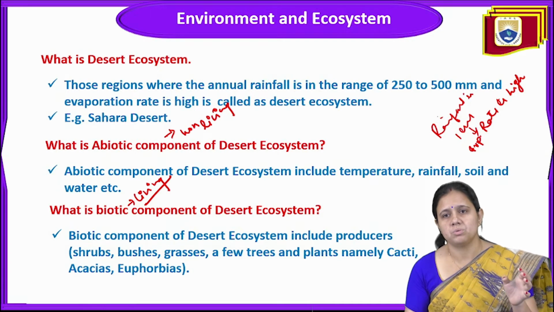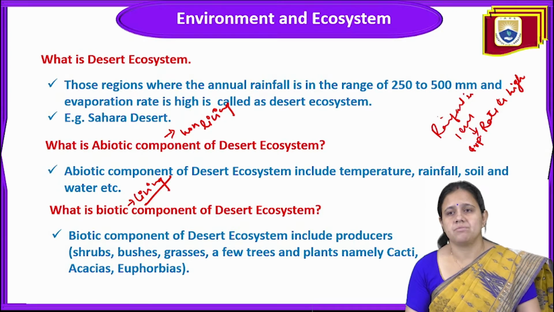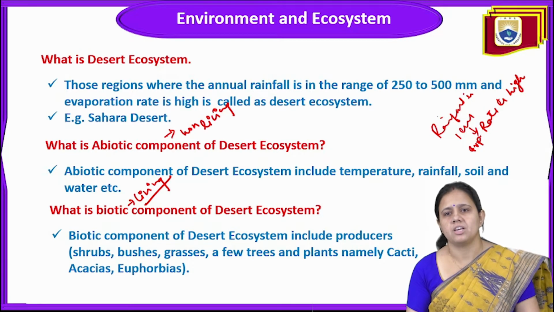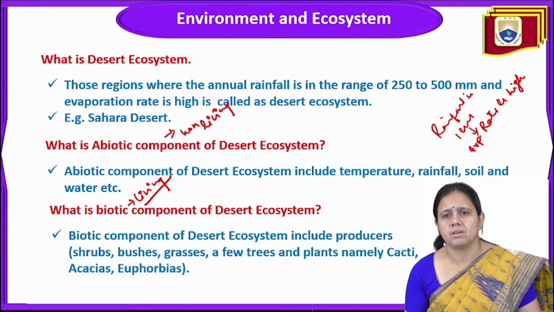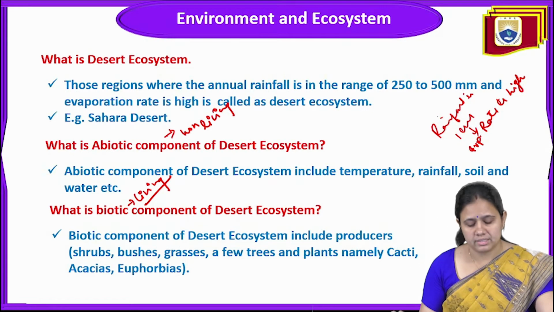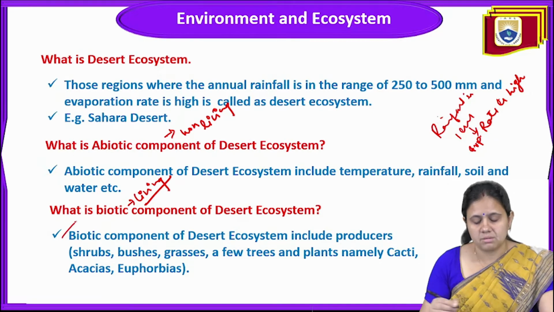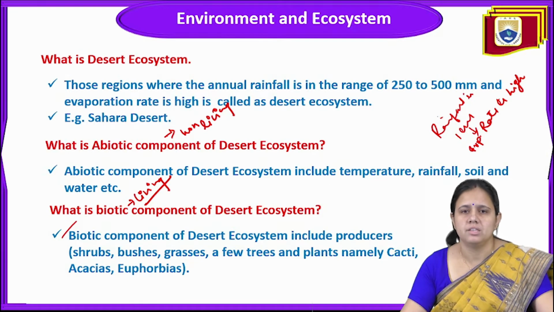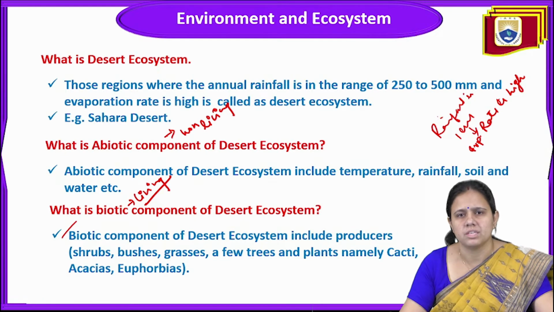They will include some producers like shrubs, bushes, some green grasses and a few trees and plants, some of which we name as cacti, acacia, euphorbia. These are some plants that will be available in this ecosystem, and we can call them a biotic component. So this is about the biotic component of the ecosystem, meaning the living things that are present in the ecosystem.